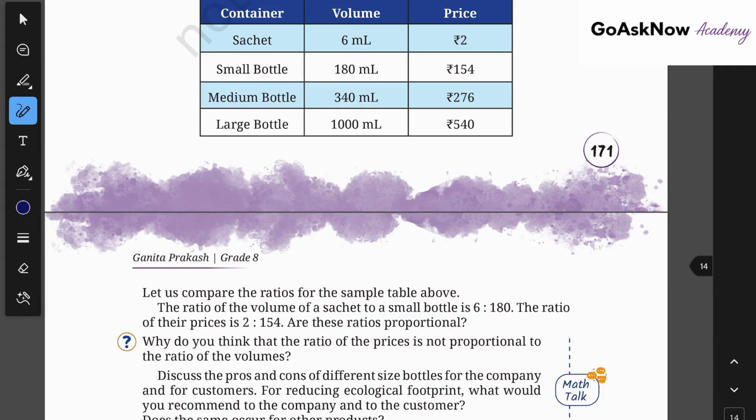Let us compare the ratios for the sample table above. The ratio of the volume of the sachet to a small bottle is 6 to 180. The ratio of their price is 2 to 154. Are these ratios proportional? Let's check. 6 to 180, if you simplify it, you should get 1 to 30, and 2 to 154, simplify it, you should get 1 to 77. These ratios are not the same, so they are not proportional.